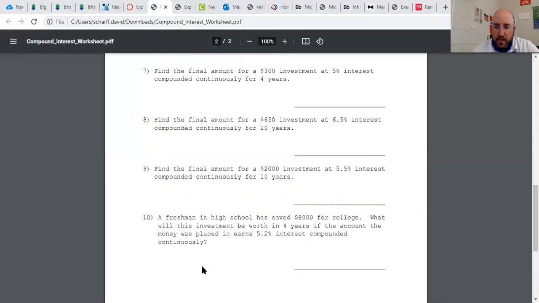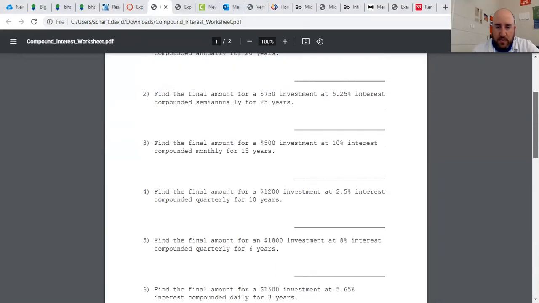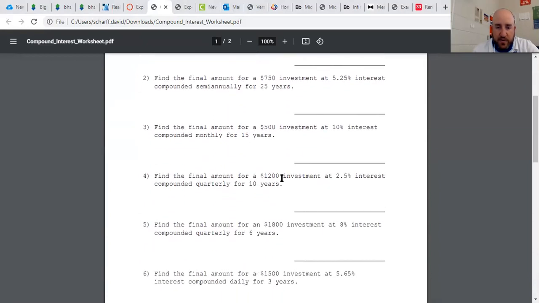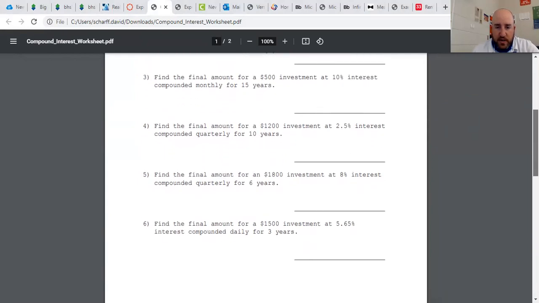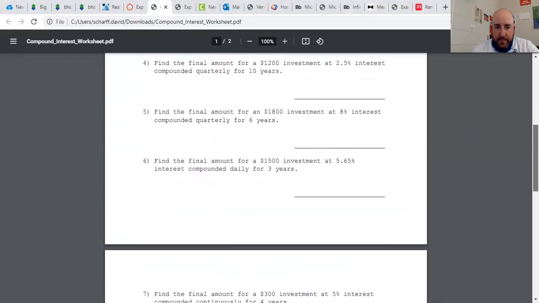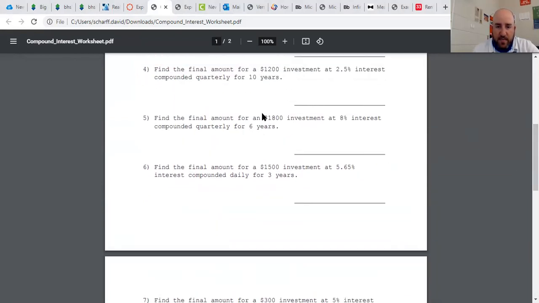All right. So now for the compound, this is what I'll do. Since you got 2 quarterly, I'll do number 5, since it's quarterly, and then y'all could do the other quarterly one. And then I did number 7 in class, so I'll do that one again. So find the final amount for $1,800 investment at 8% interest compounded quarterly for 6 years.